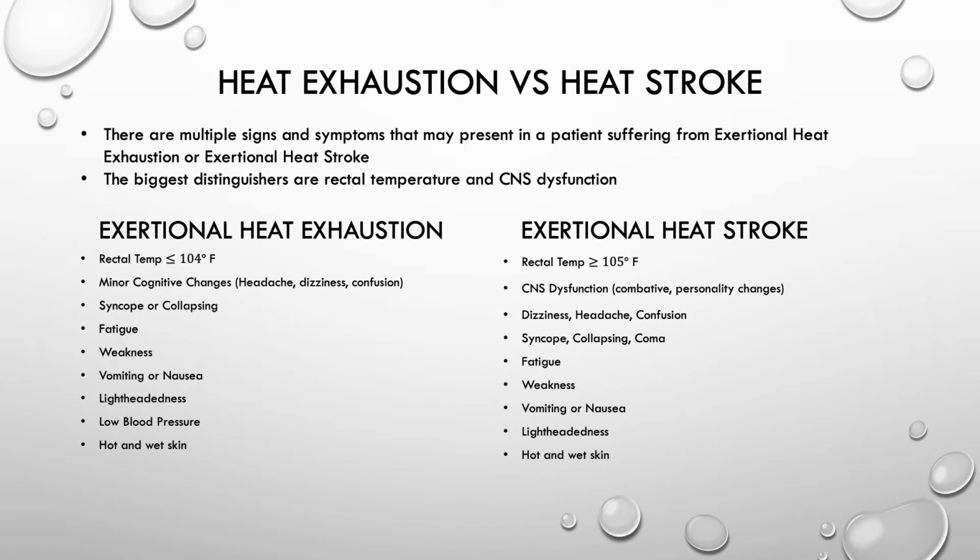Heat exhaustion and heat stroke present in similar fashions, with the biggest distinguisher being rectal temperature and CNS dysfunction. In exertional heat exhaustion, rectal temperature is 104 degrees Fahrenheit or less, whereas with exertional heat stroke it is going to be greater than or equal to 105 degrees Fahrenheit. Additionally, exertional heat stroke may have the patient presenting with CNS dysfunction, such as combative nature and personality changes.